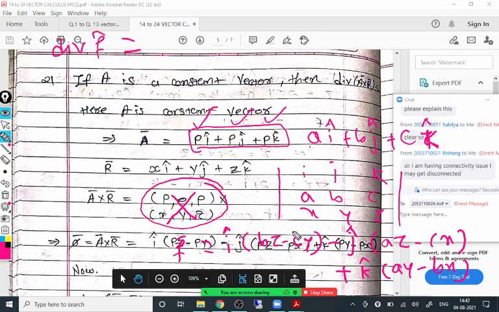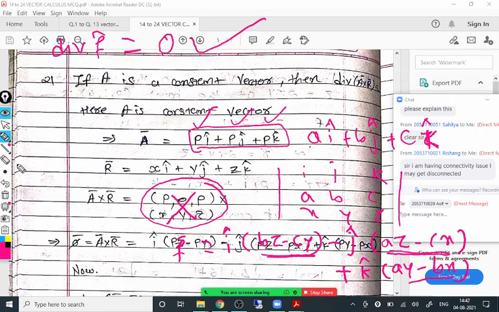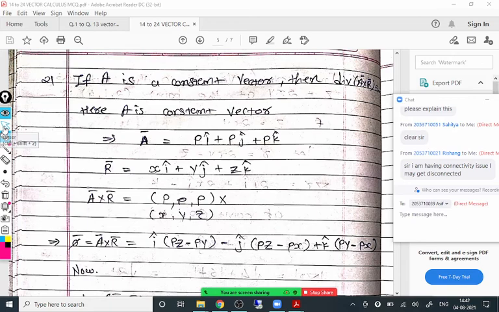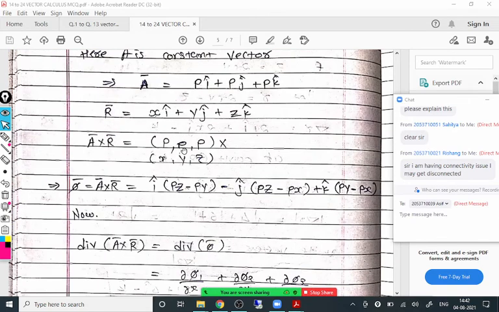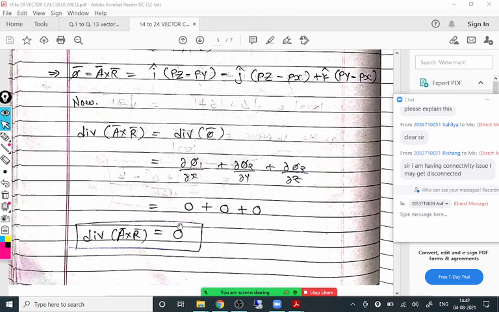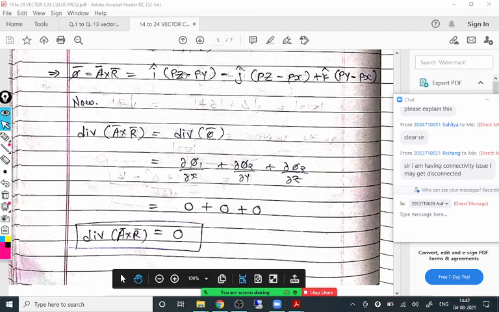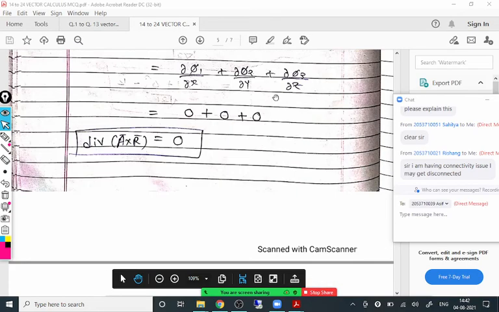Now do f1 by do x, the derivative of f1 with respect to x. You will observe f1 is free from x, so it's 0. Do f2 by do y and do f3 by do z, and that's 0. The correct answer is correct here, but the approach needs a little correction. I hope there should not be a doubt here. So the answer is 0 only. That's good. Only one correction: instead of p, you can take a, b, c there.